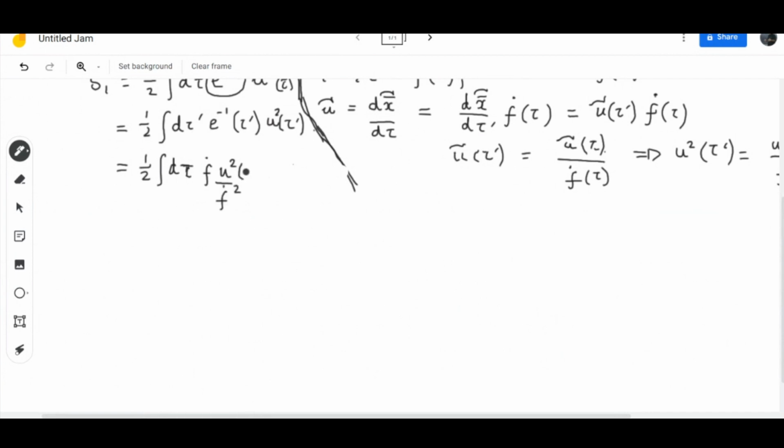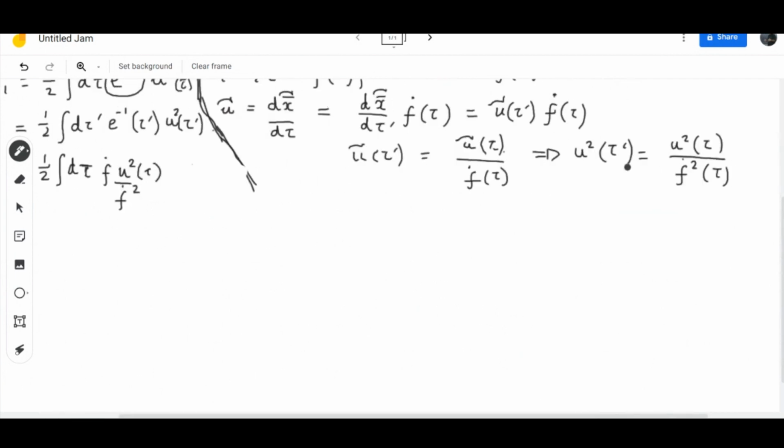And now this is a function of tau, right? Because U squared of tau prime is U squared of tau divided by f dot squared. So one f dot cancels with this here. And then we have E inverse of tau prime. Okay? So this is an invariant only if E inverse of tau prime is equal to E inverse of tau times f dot of tau.